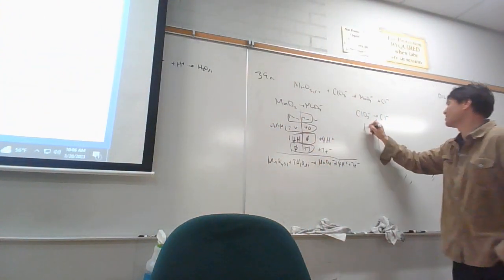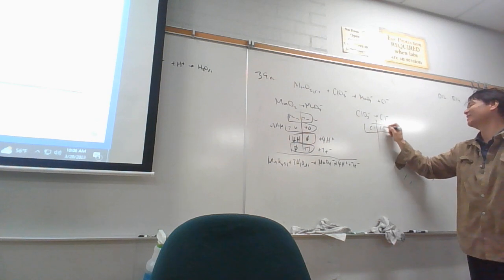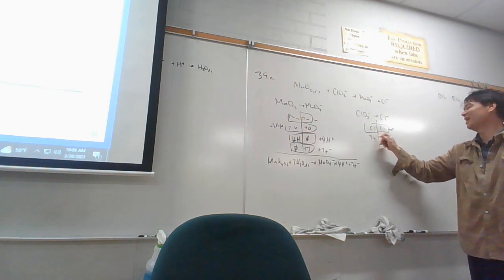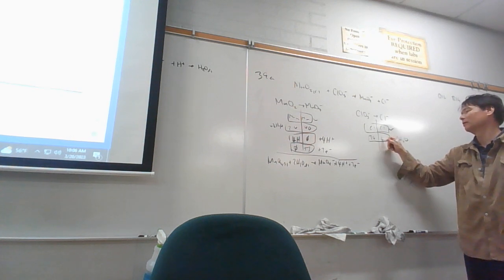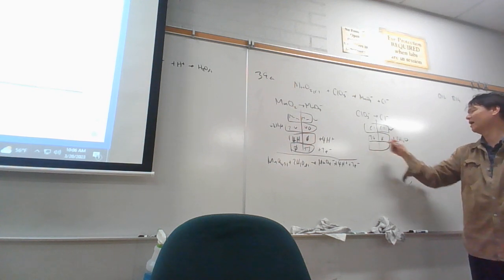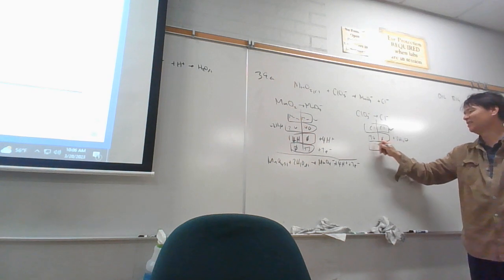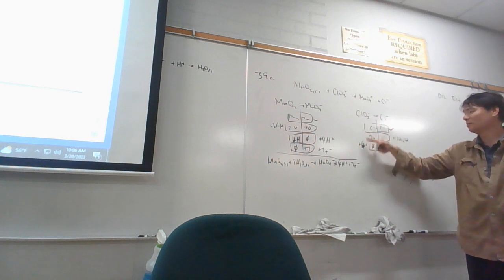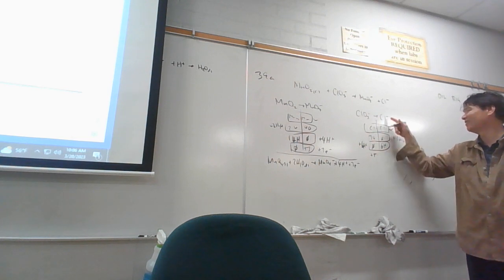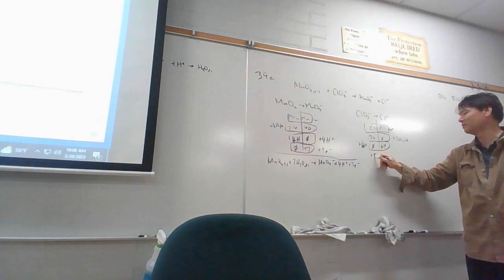And then we can balance this one. The chlorines are balanced. Then we have 3 oxygens and no oxygens, so we'll need 3 waters. And then we have 6 hydrogens and 0 hydrogens here, so we'll need 6 H+. That's -1 plus 6 is +5, and then -1 plus 0 is -1.